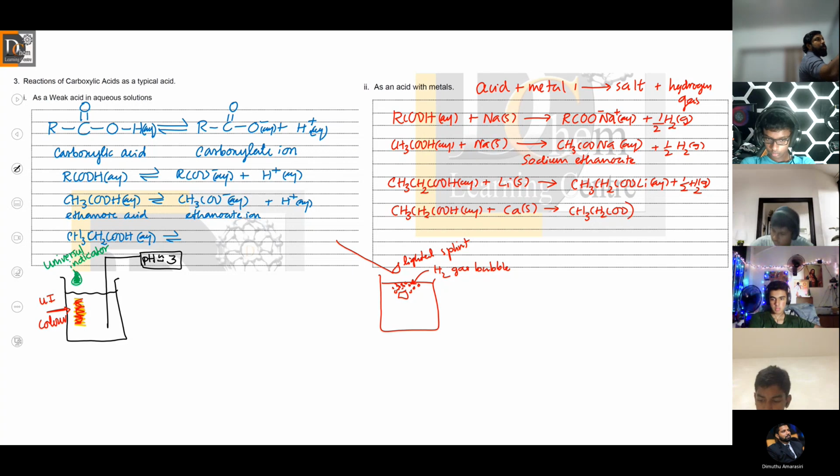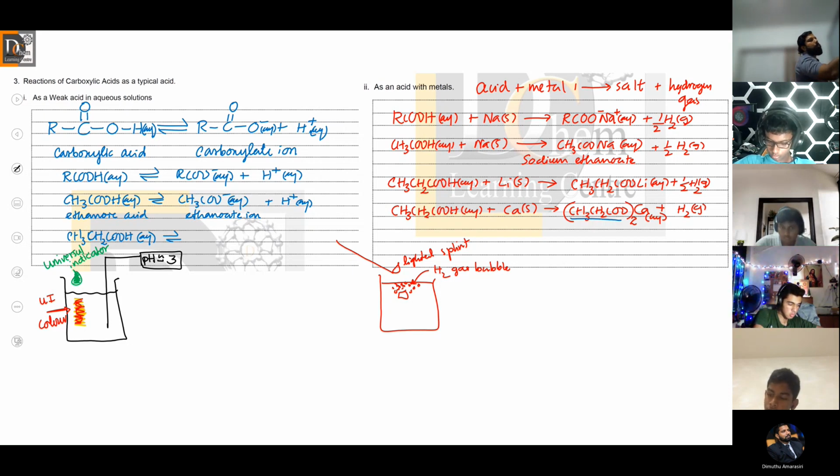CH3CH2COO twice and calcium. Have a look at balancing. Balancing organic compounds is kind of special. Why? We don't try to balance them atom by atom. We balance them like this.